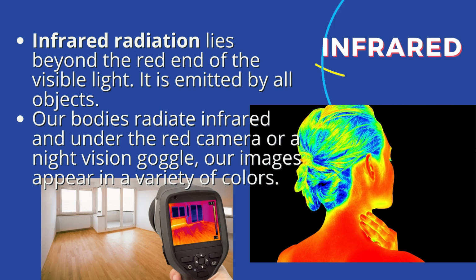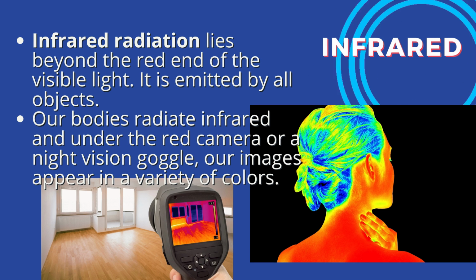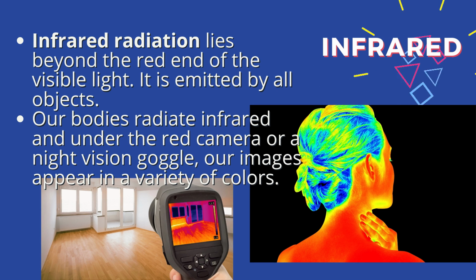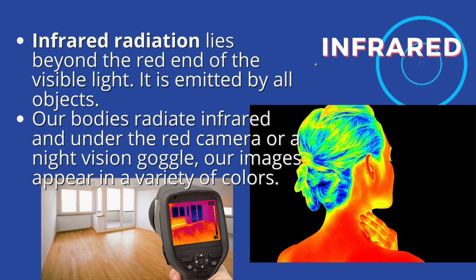Infrared radiation lies beyond the red end of visible light. It is emitted by all objects. Our bodies radiate infrared, and under an infrared camera or night vision goggles, our images appear in a variety of colors.